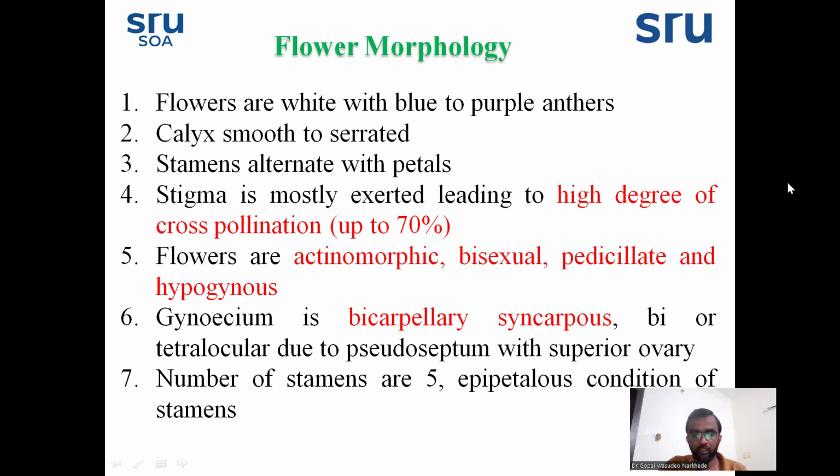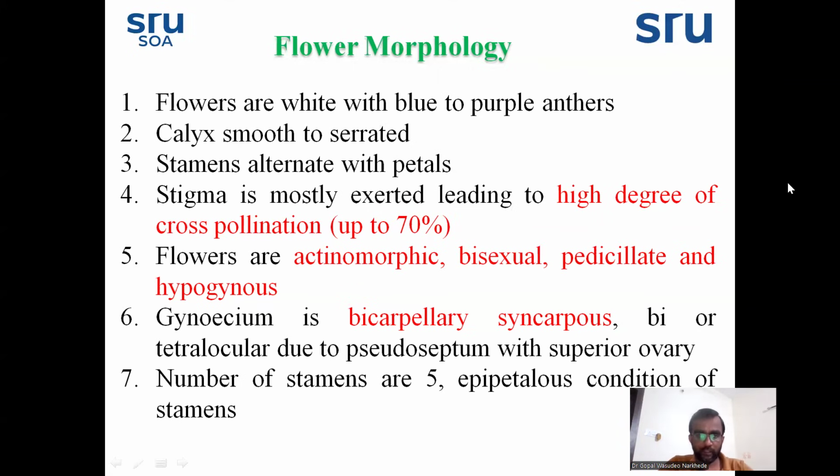Bisexual flower means a complete flower. That flower contains male and female parts. Pedicellate, flower with pedicel, that is, a stalk-like structure is there. And hypogynous flower means the position of the ovary is above all the remaining floral whorls. So that means the ovary is superior to the remaining floral whorls.